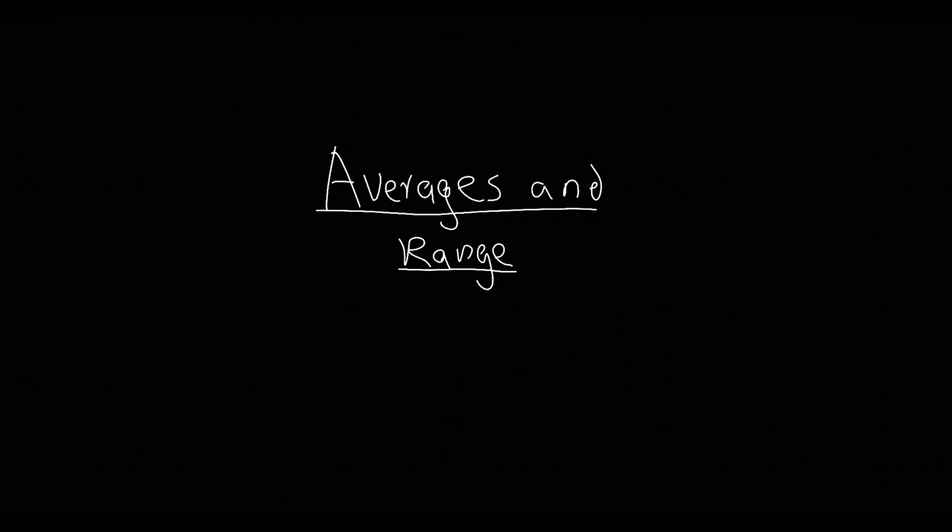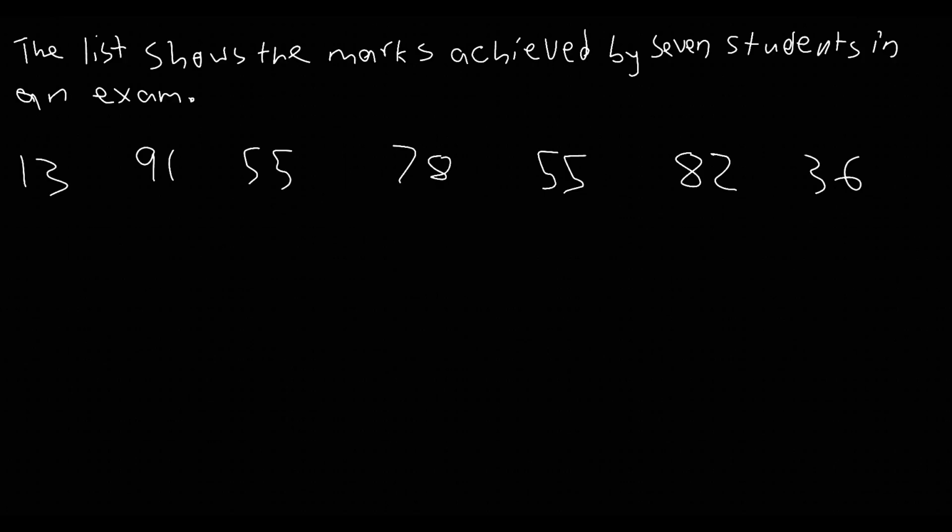In this video we're going to be going over averages and range. This section will show you how to find the mean, median, mode, and range for a small dataset. So let's get started. This is an example of a small dataset. The list shows the marks achieved by 7 students in an exam. A small dataset just gives us a sequence of numbers, and our objective is to find which number we get when we conduct every type of average on it.